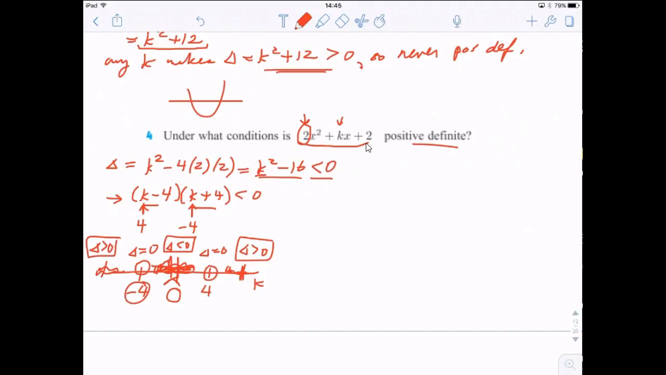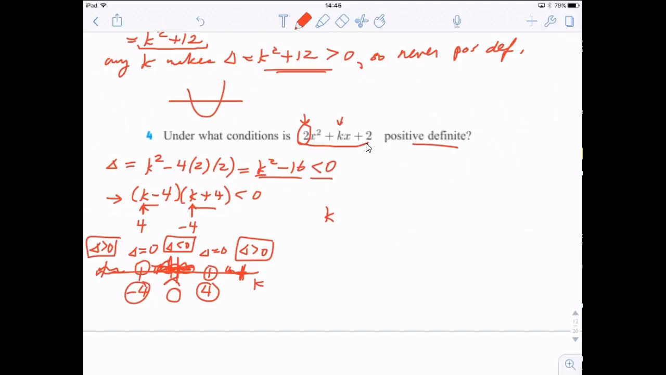Okay, so now we've mapped out the possible values of the discriminant. At negative 4 and 4, the discriminant is going to equal 0. Between negative 4 and 4, the discriminant is less than 0. It's negative. Greater than k equals 4, the discriminant is going to be positive, and less than negative 4 it is also going to be greater than 0. So let's map it all out. I'm going to write it in the table.